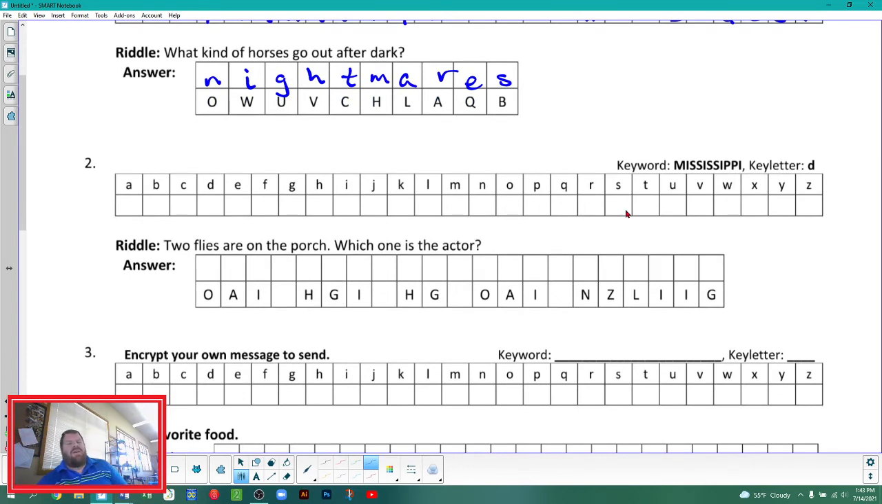Okay, I'm gonna go ahead and skip the kind of punchline to the riddles. I do want to work with you on filling out the cipher strip though. So the key letter is D, and the keyword is Mississippi. This one is a classic that's used in teaching keywords, because what I don't want to do is put in Mississippi.